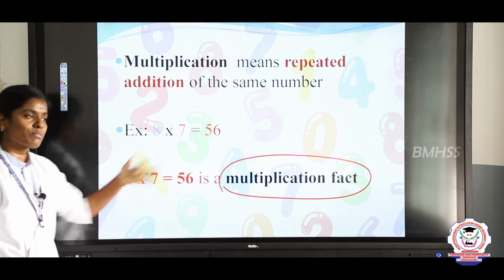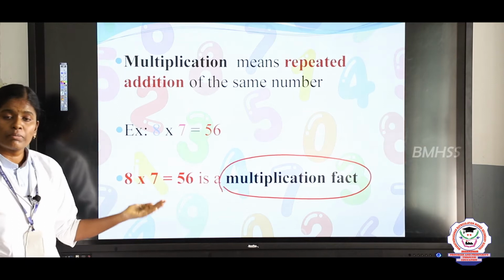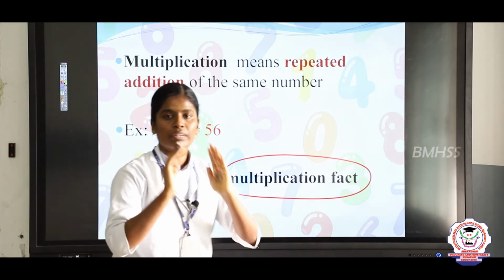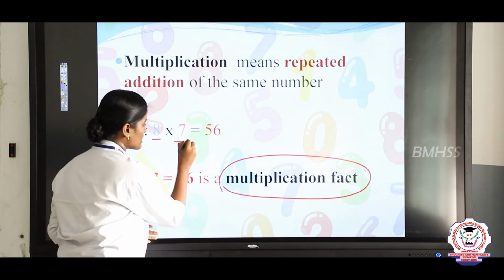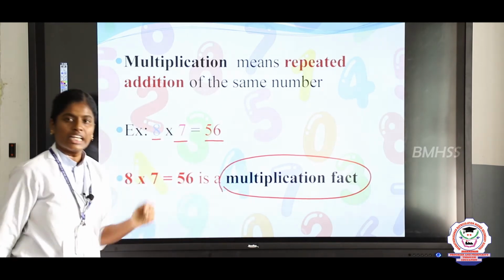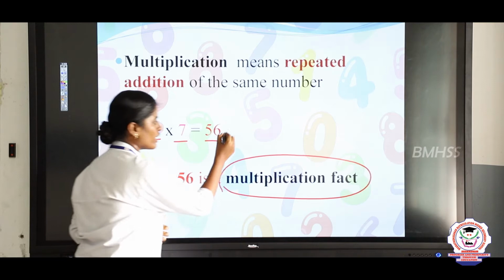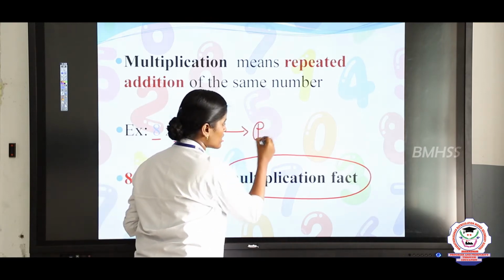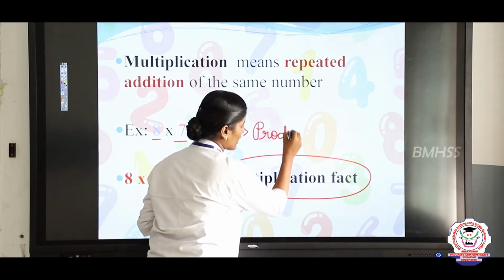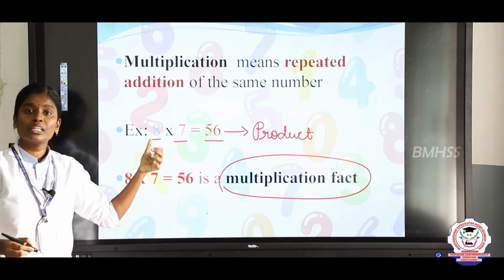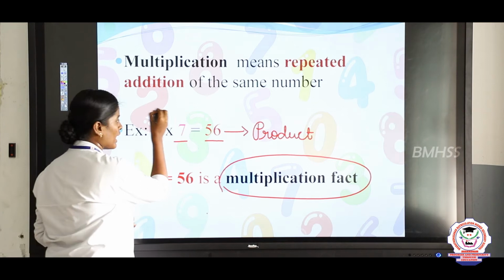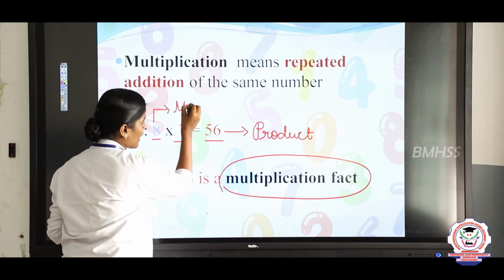Next we will see what a multiplication fact is. In this multiplication we have some names. For example, here 8, here 7, here 56. In this, 56 is called the product, and 8 is called the multiplicand.